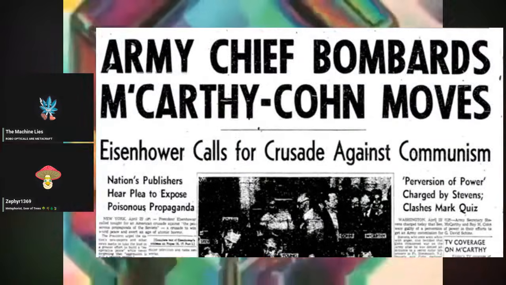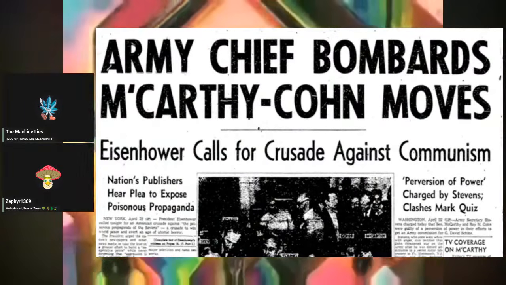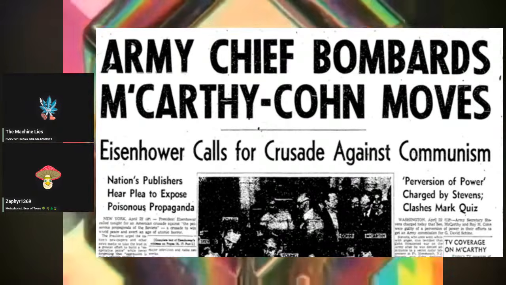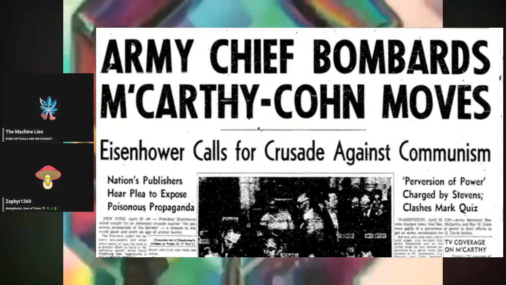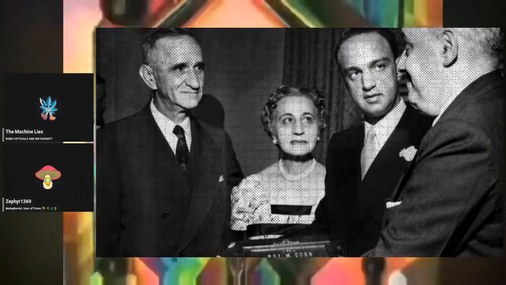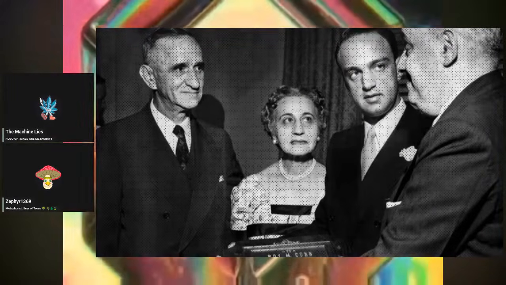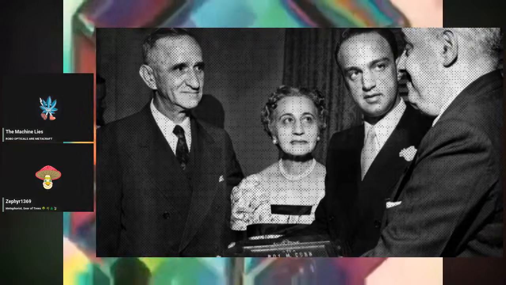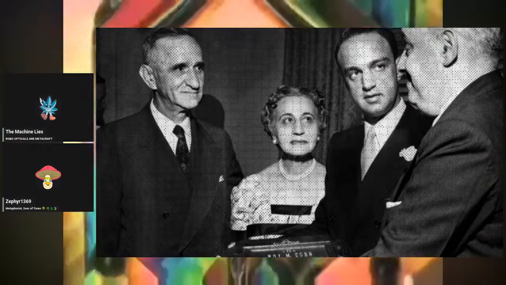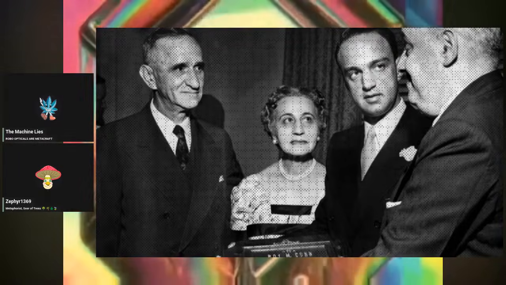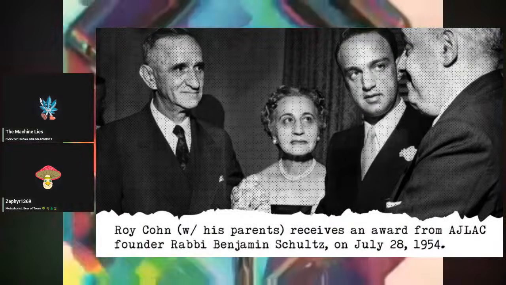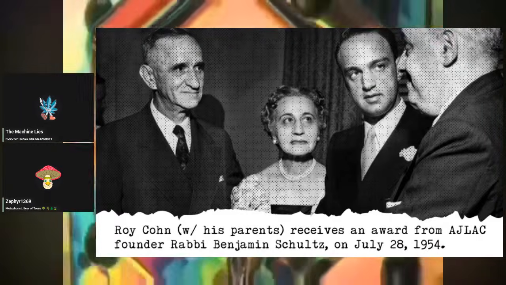Cohn was also a member of the U.S. Department of Justice's prosecution team at the 1951 espionage trial of Julius and Ethel Rosenberg. Cohn's direct examination of Ethel's brother, David Greenglass, produced testimony that was central to the Rosenbergs' conviction and subsequent execution. On June 18, 1952, Cohn was awarded a plaque by the AJLAC for outstanding accomplishment in the cause of Americanism and his noteworthy devotion to the principles of Judaism. Cohn is pictured here receiving the award from Rabbi Benjamin Schultz alongside his parents, Judge and Mrs. Albert Cohn.